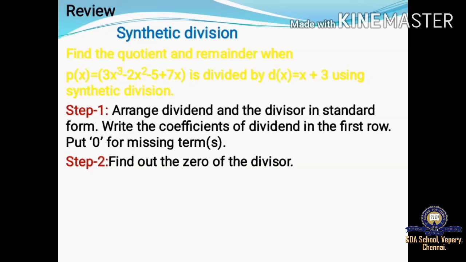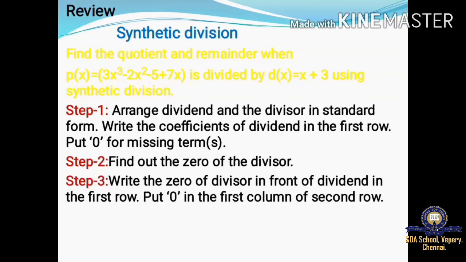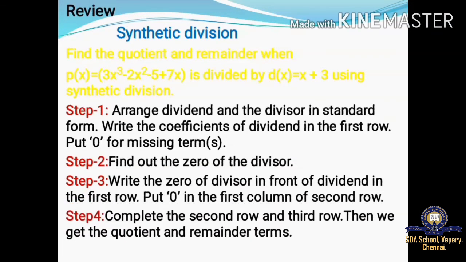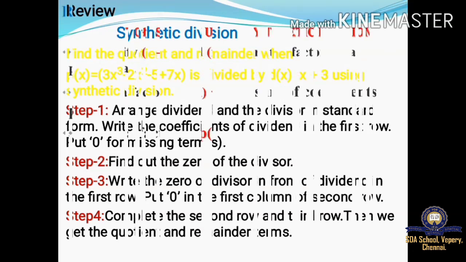Step 1 is to arrange it in standard form. In case any term is missing, like the x term or the x square term, just put 0 for that particular term. Then you have to find the zero of the divisor, which means you have to find whether you are getting the answer as 0 or not. Put 1, then minus 1, then 2, minus 2, and so on. If it is 0, then start dividing. Then complete the first, second and third rows, and get the quotient and remainder terms.